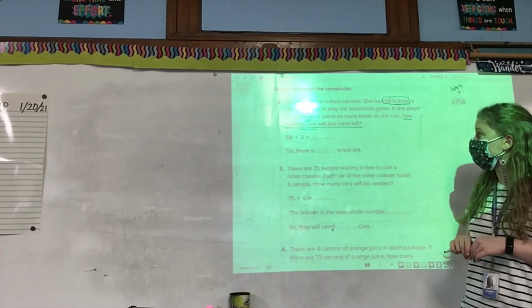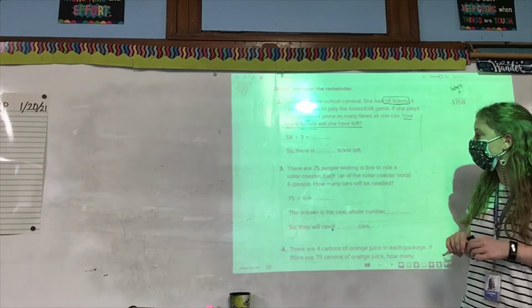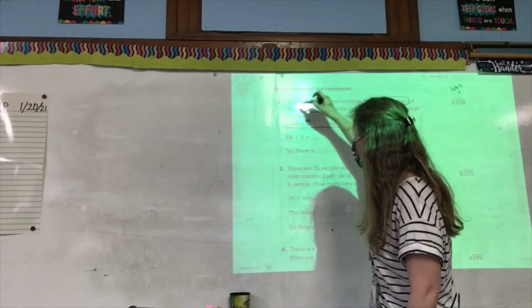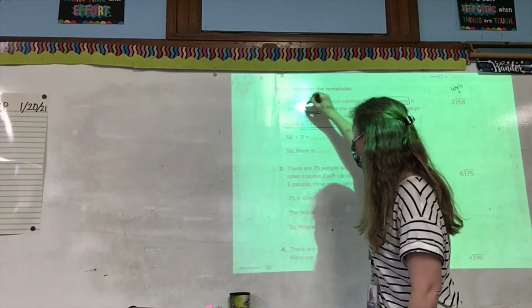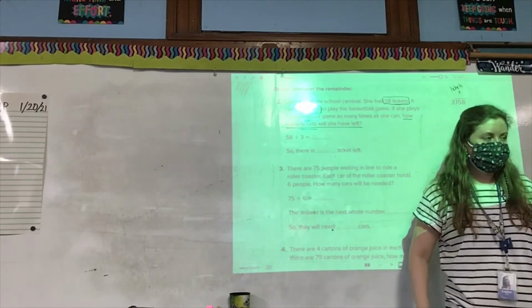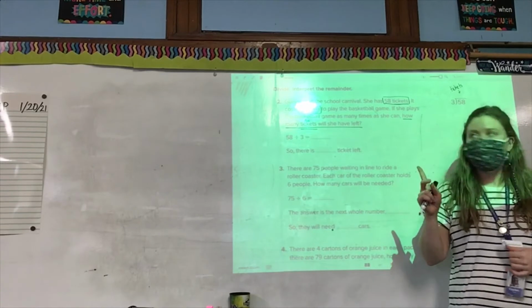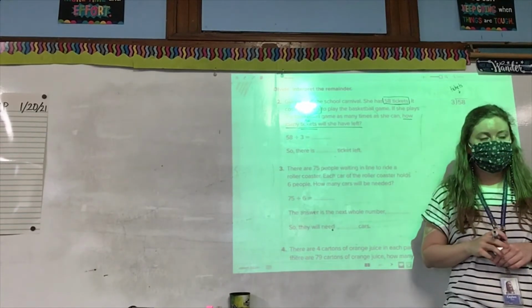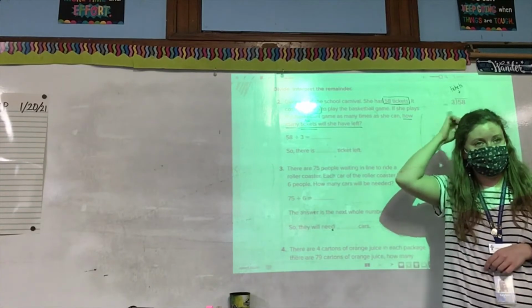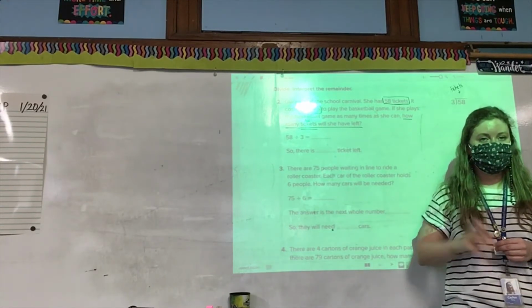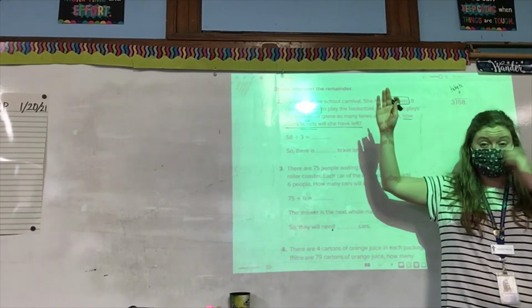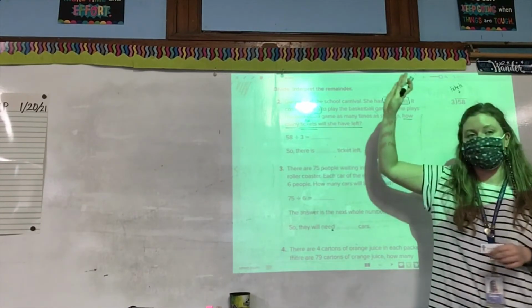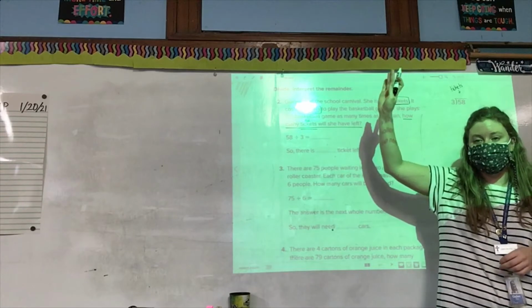Then the next sentence. It costs 3 tickets to play the basketball game. I see my answer unit, tickets, again with a number before it. So that means that's important too. But I found my 1 unit 3 times. Does that mean I don't have another unit? I found the same unit, tickets, 3 times. Does that mean that's my only unit?